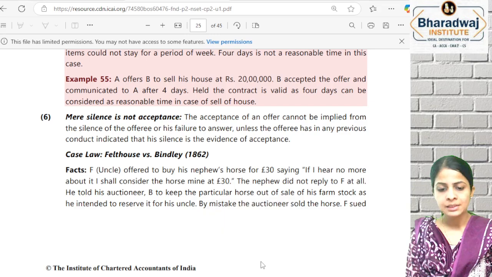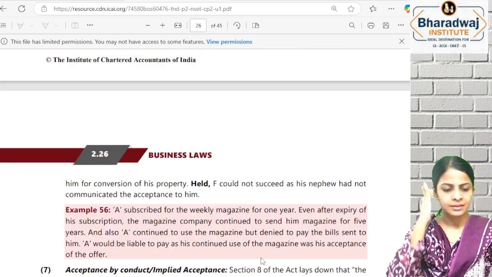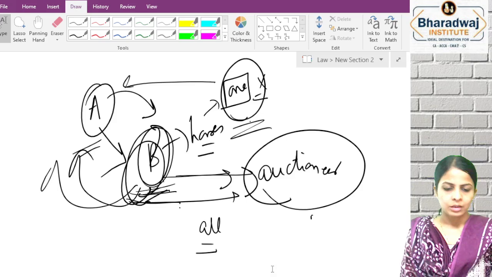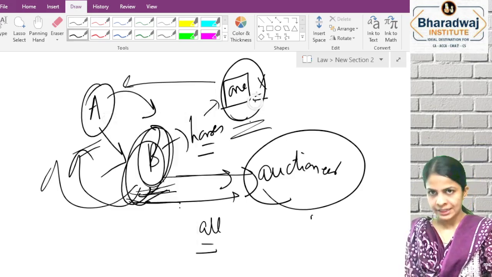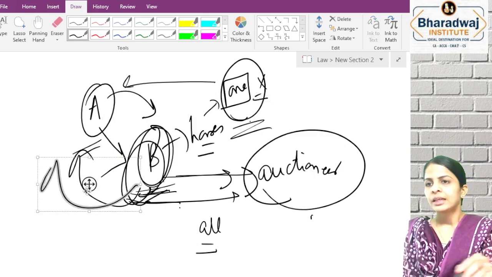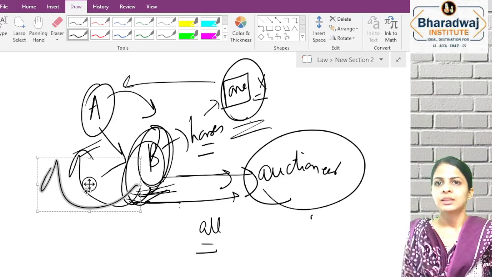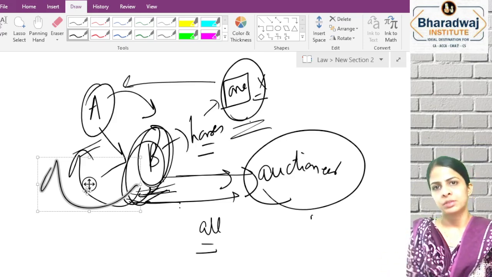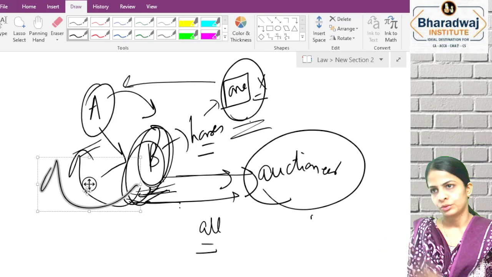Next, acceptance by conduct. Now in the same case, when A asks B for this particular horse X, if next day itself he placed the horse at A's house or A's place, it is an implied acceptance. Okay, this fellow asked for this much money, I will go and hand it over. Clear?